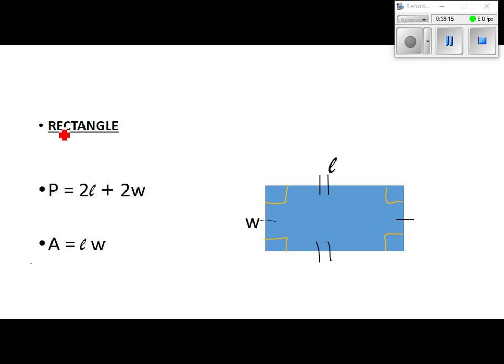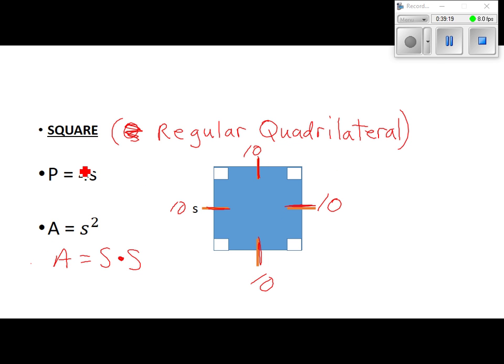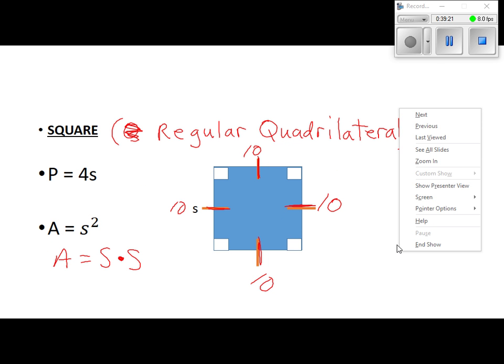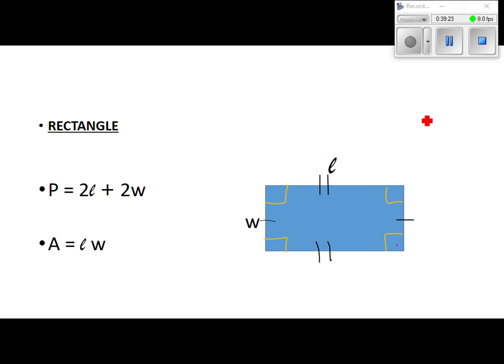What do these tick marks on here tell us about these two sides? They're the same. How about these other two sides? They're congruent. Does that mean all 4 of them are the same? No, because they're marked differently. So you have to start understanding those tick marks.